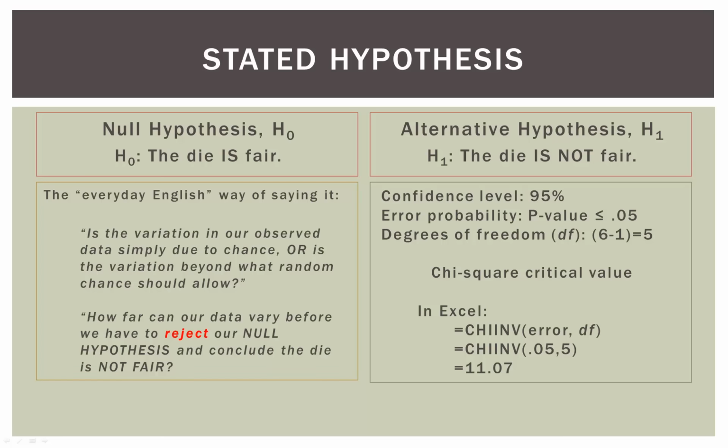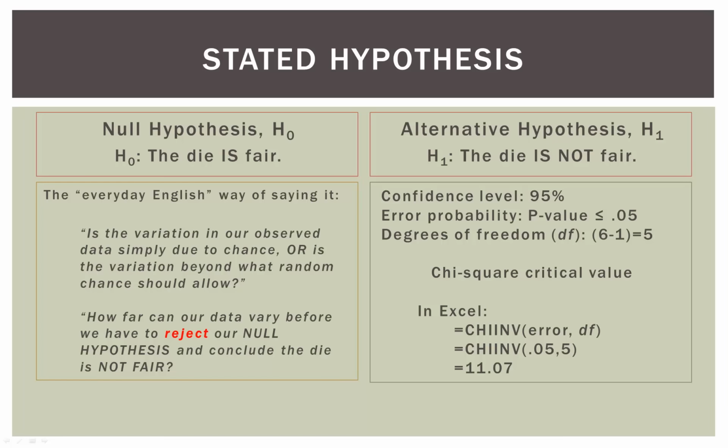Now we have a concept called the chi-square critical value. Well, what is that? The chi-square critical value is sort of the threshold. It is the point where we just have to conclude that our variation is too great to be explained by chance alone, and therefore we'd have to reject our null hypothesis.